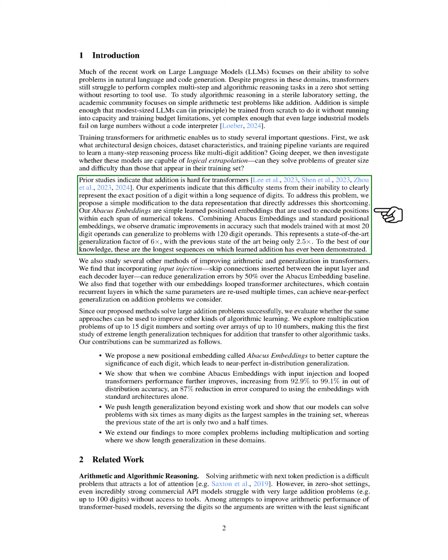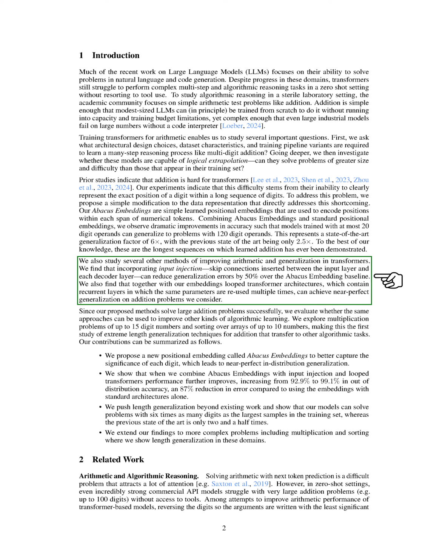Our experiments reveal that transformers struggle with addition due to difficulties in precisely representing the position of digits within a sequence. To address this issue, we introduce abacus embeddings, which are learned positional embeddings designed to encode digit positions within numerical tokens. By combining abacus embeddings with standard positional embeddings, we observe significant improvements in accuracy. Models trained with this approach can generalize from 20-digit to 120-digit addition problems, showcasing a state-of-the-art generalization factor of 6 times.